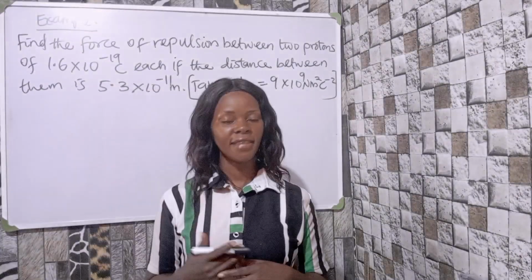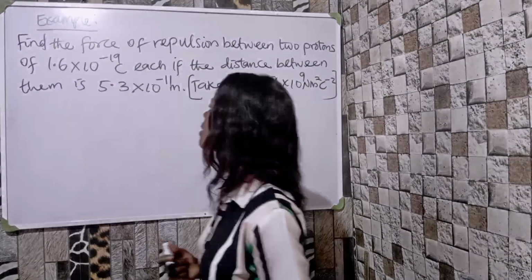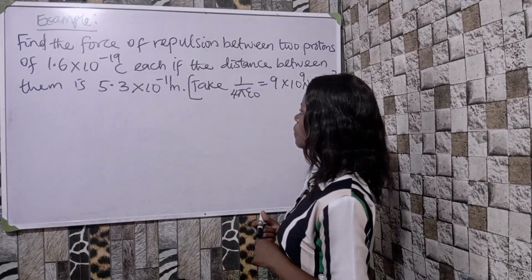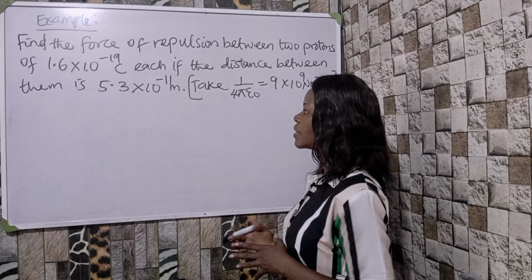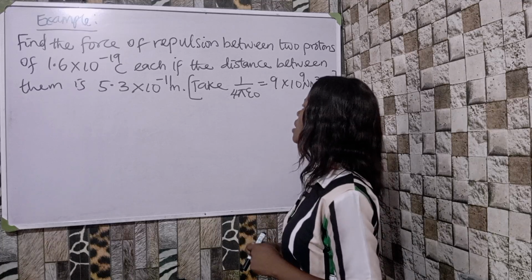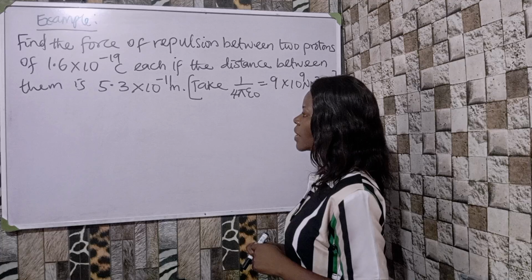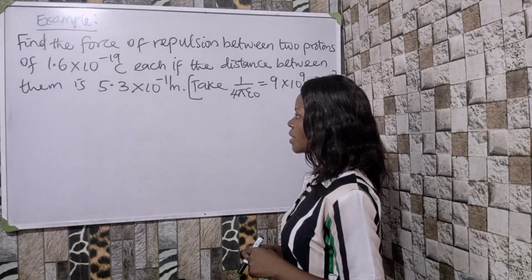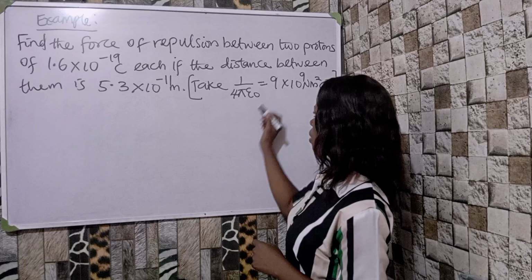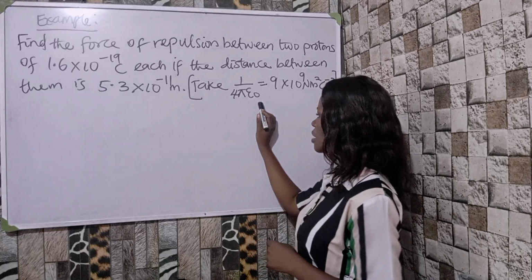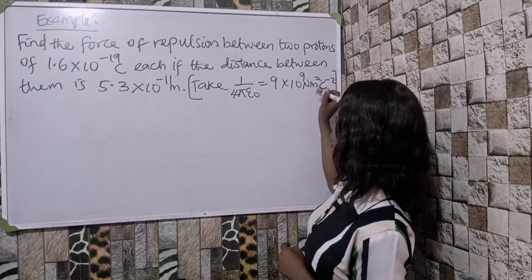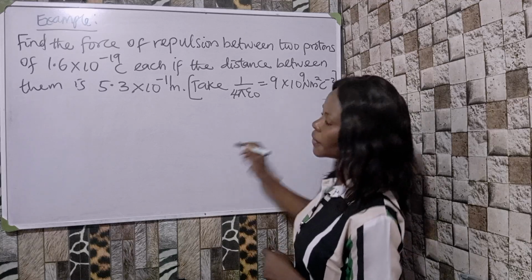So let's look at this example on the board. Find the force of repulsion between two protons of 1.6 times 10 raised to the power of minus 19 coulombs each, if the distance between them is 5.3 times 10 raised to the power minus 11 meters. Take 1 over 4 pi epsilon 0 as 9 times 10 raised to power 9 Newton meter squared per coulomb squared.